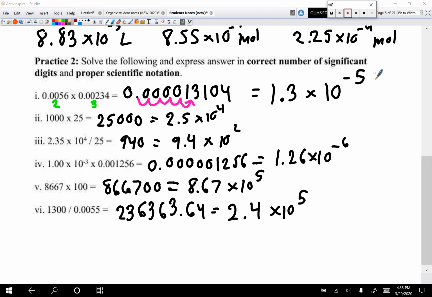And here we go. These are the answers. So you'll notice I did the unrounded ones, and then of course I put in the correct ones afterwards with correct number of significant digits. And there are no units here, so I don't need to worry about that.